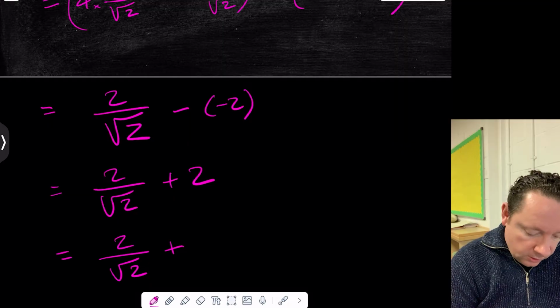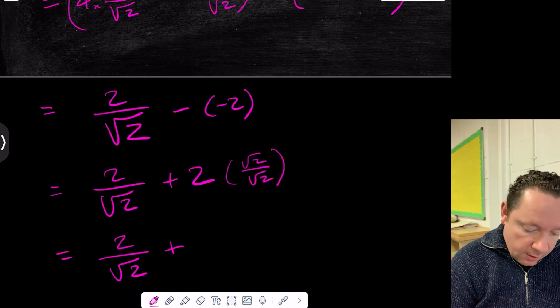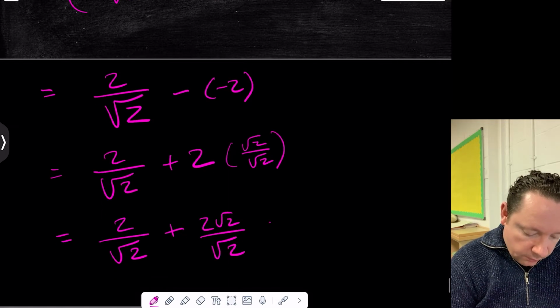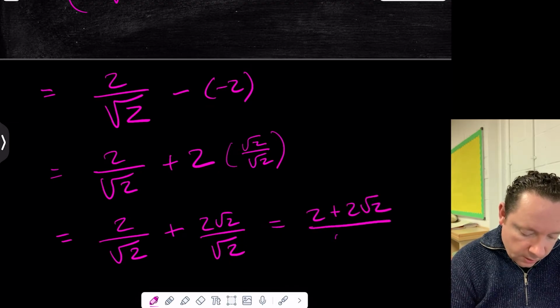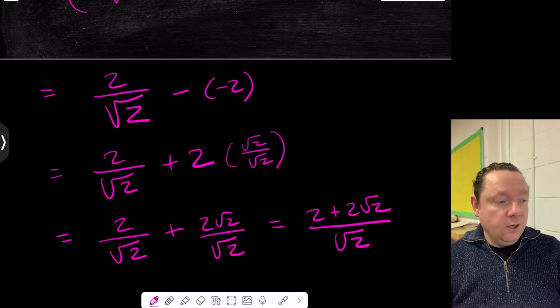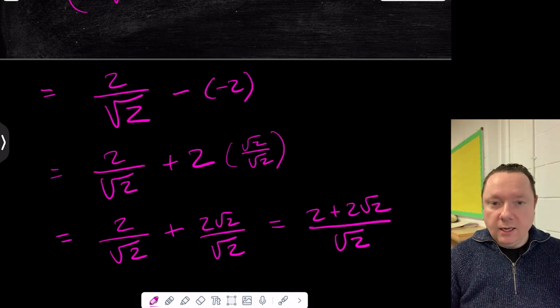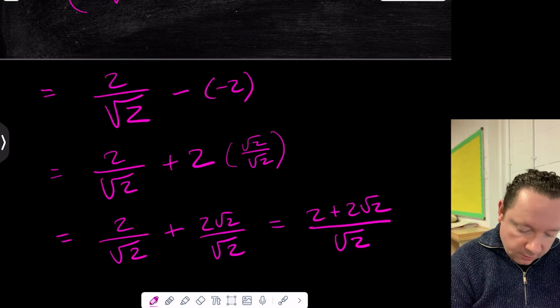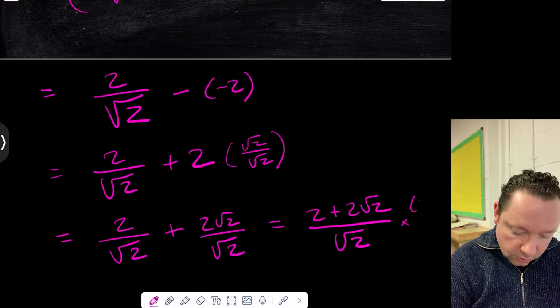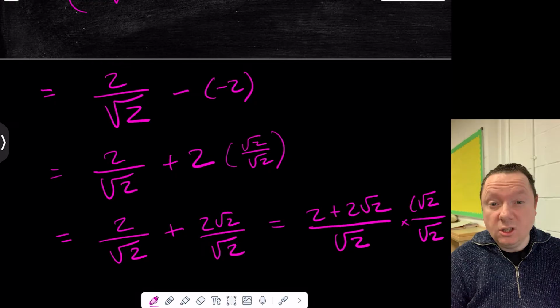plus, so just timesing this by root 2 over root 2, which is the same as times it by 1. That gives me 2 root 2 over root 2. So that's 2 plus 2 root 2 on the top over root 2 on the bottom. And you wouldn't really need to leave it as a rational denominator, but let's just assume you did. We'll times it by root 2 over root 2 just for the sake of it. Just to give you a bit of revision on surds, really.